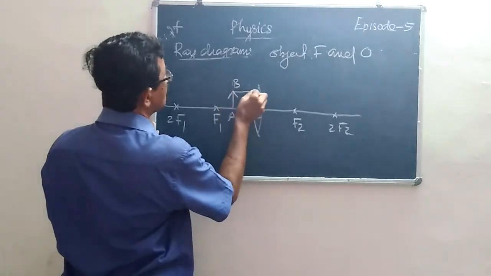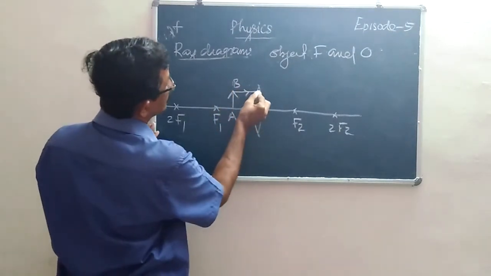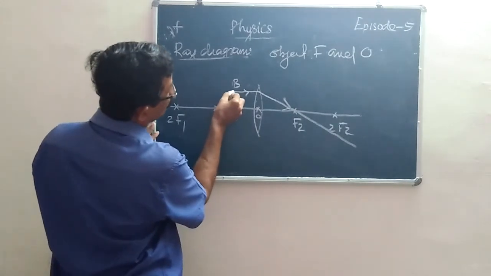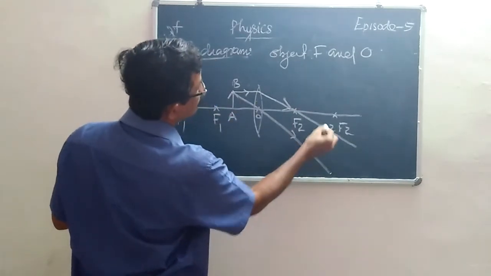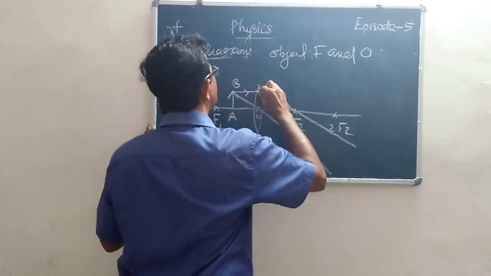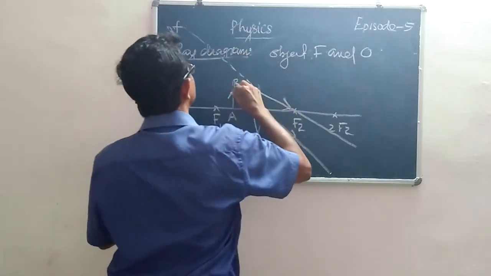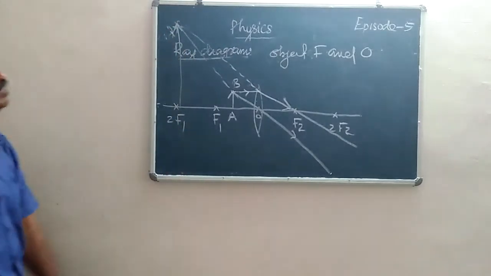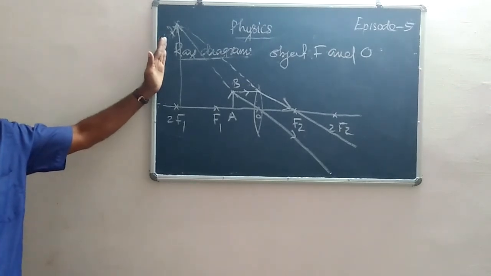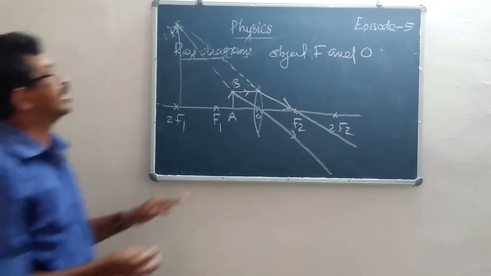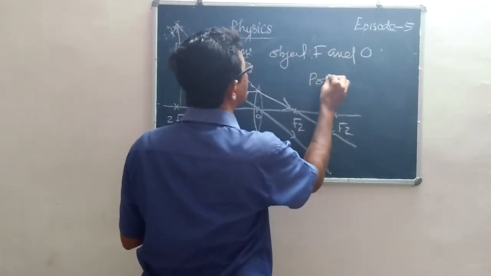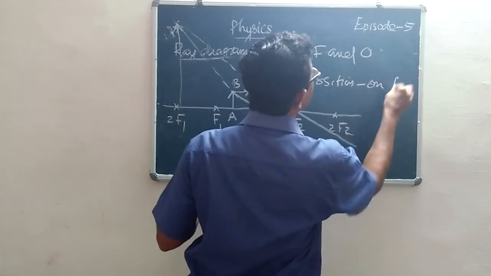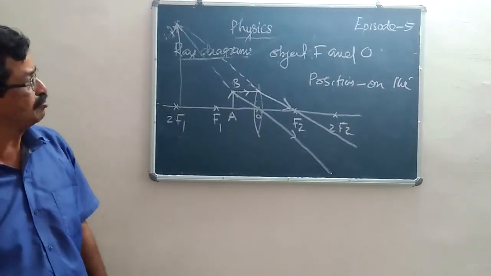See, a light ray parallel to the principal axis, after refraction, passes through the focus. Another one is through the optic center. These two will not meet here. But when we extend them backwards, see, they appear to meet at some point here. This appears to meet at some point on the same side of the object. So, where is the position of the image? On the same side of the object.